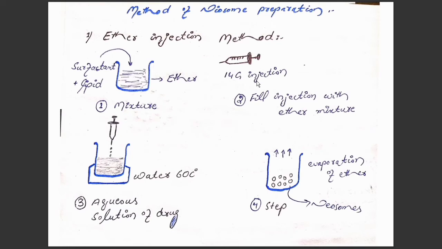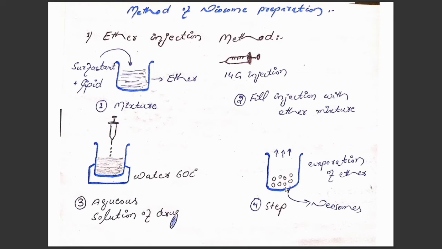Then we will take a protein gauge injection and fill this injection with the mixture. Then in the third step we will prepare an aqueous solution of the drug. We will take a beaker, add water, then add the drug. This aqueous solution of the drug will be heated on the water bath at 60 degrees centigrade. Then we will inject the first mixture into the aqueous solution of the drug.